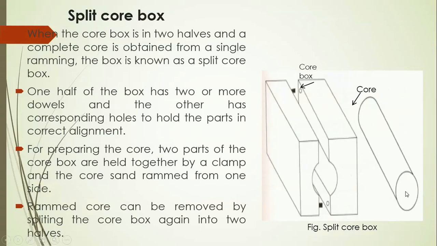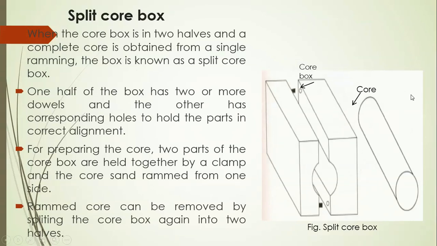This cylindrical shape is the core, which is not possible to make by using a single piece core box. That's why we have to divide the core box into two parts. That's why it is called a split core box. When the core box is in two halves and a complete core is obtained from a single ramming, the box is known as a split core box.